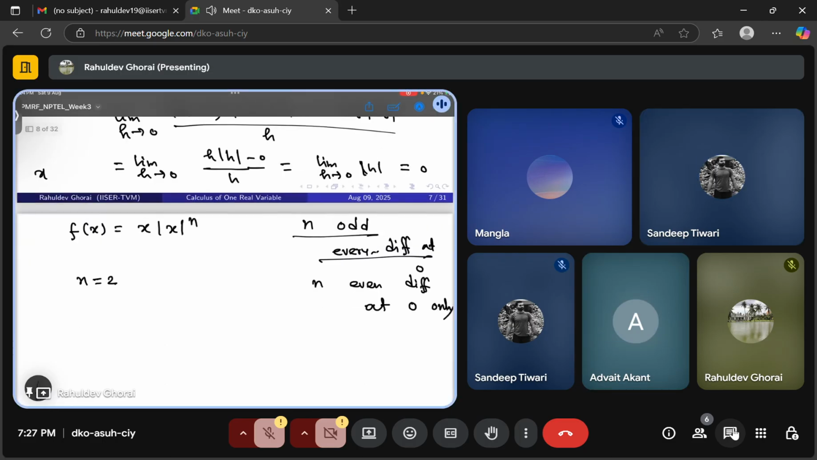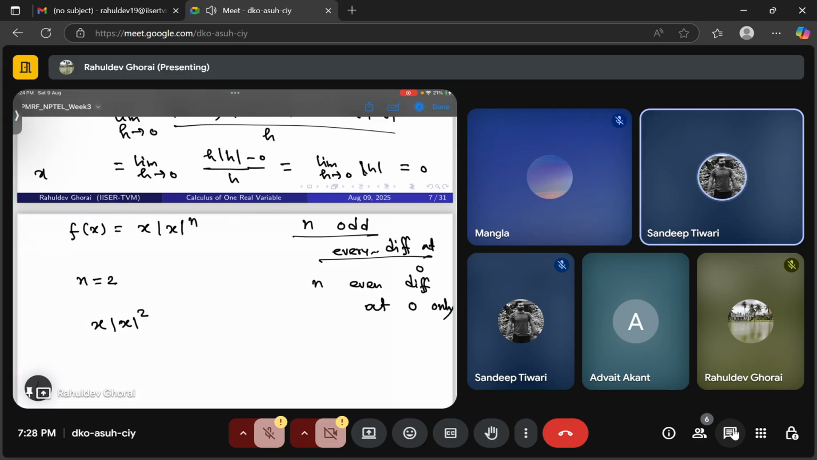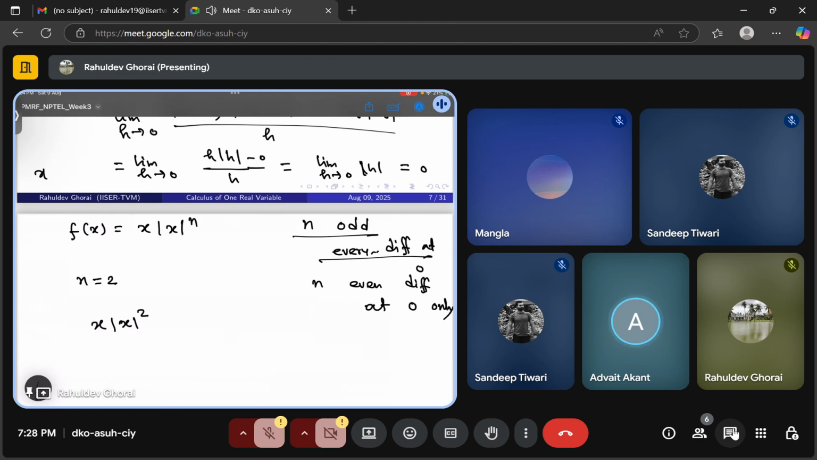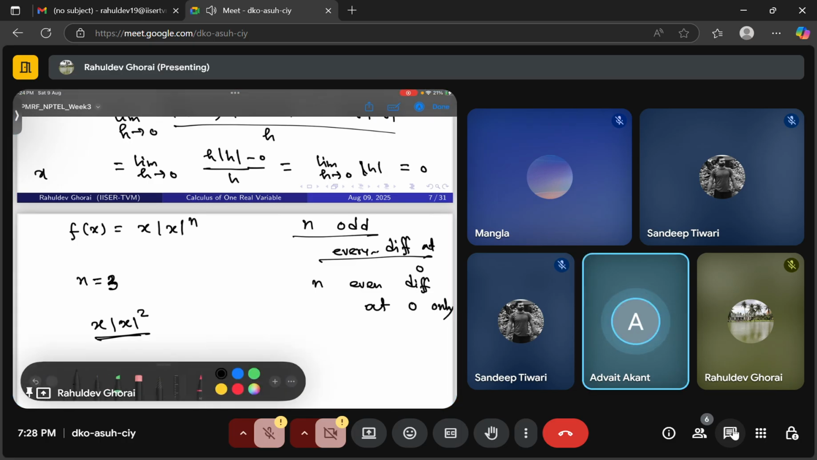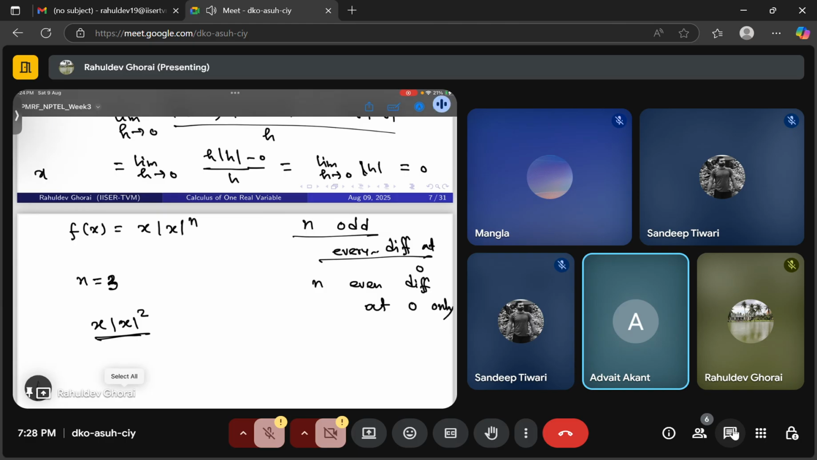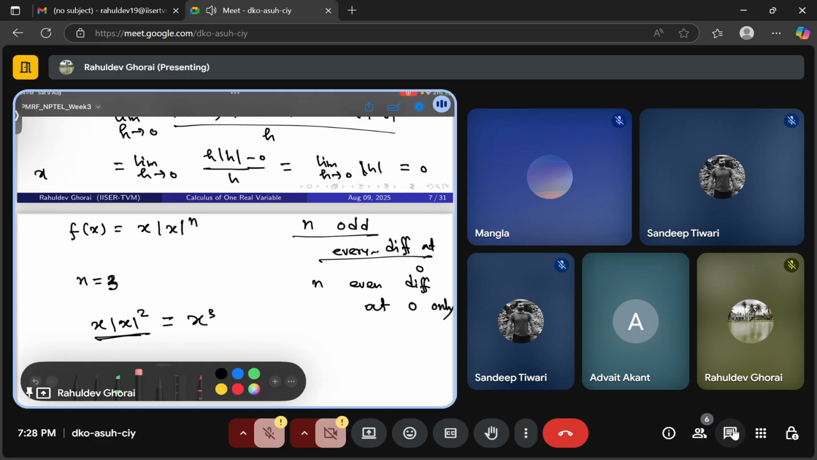For n equal to 2, if you take it, then it will be x times mod x to the power 2, right? Which is differentiable, right? And then x cube. No, because mod x square is x square only. Yes, that is x cube. Whatever the value of x, mod x square will be x square, and x times that will be x cube. So it is differentiable everywhere.